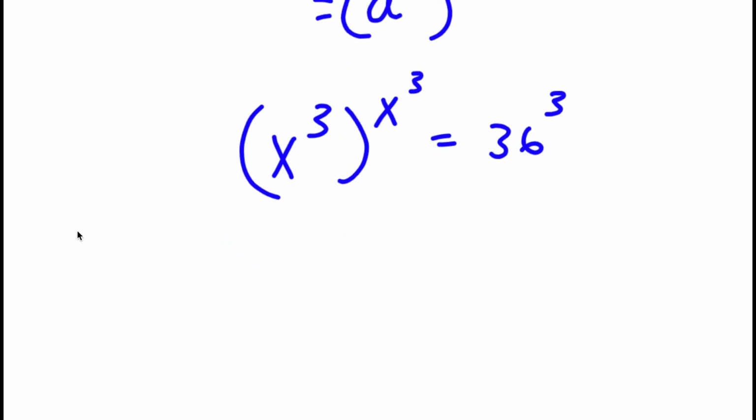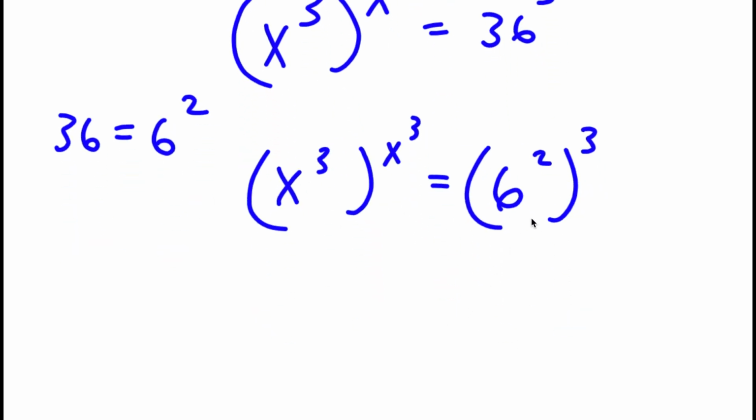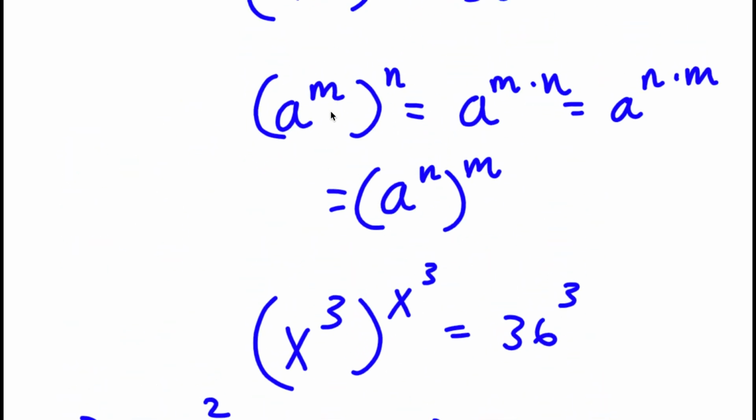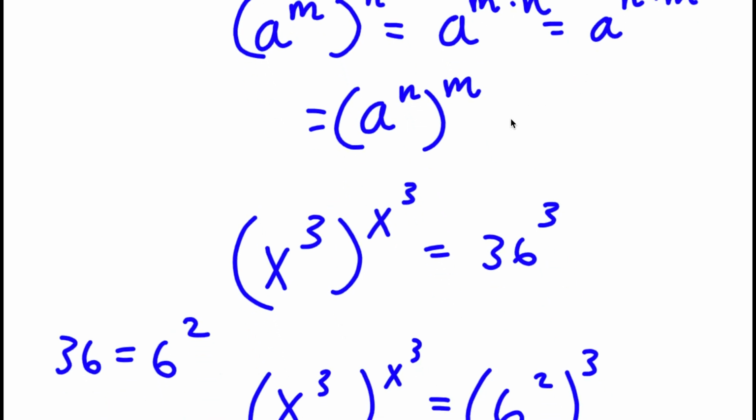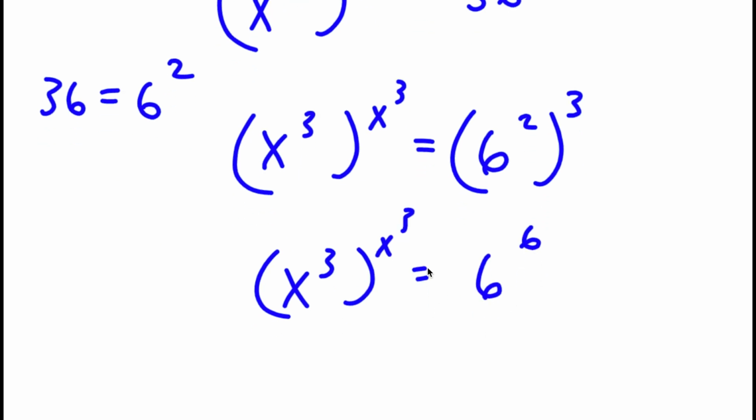Now 36 I can write as 6 to the power of 2. So now I have x to the power of 3 to the power of x to the power of 3 is equal to 6 to the power of 2 to the power of 3. Now if I have something in the form a to the power of m to the power of n, this is equal to a to the power of m times n. So 6 to the power of 2 to the power of 3 is going to equal 6 to the power of 2 times 3, which is simply 6 to the power of 6.